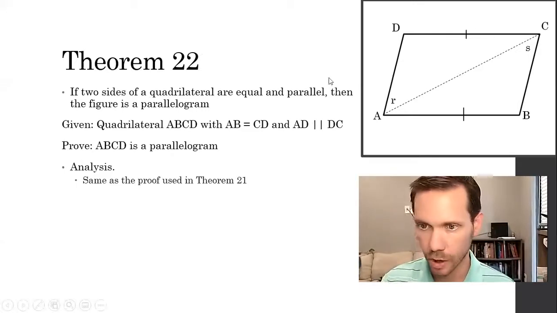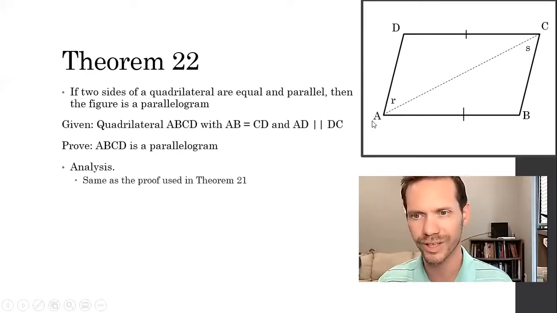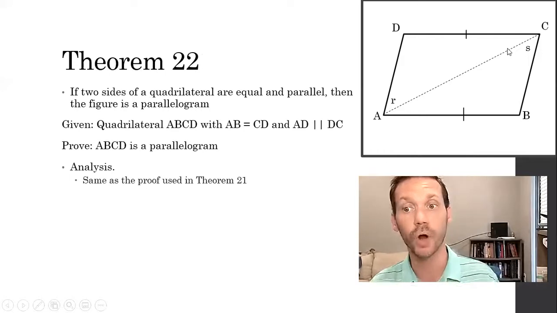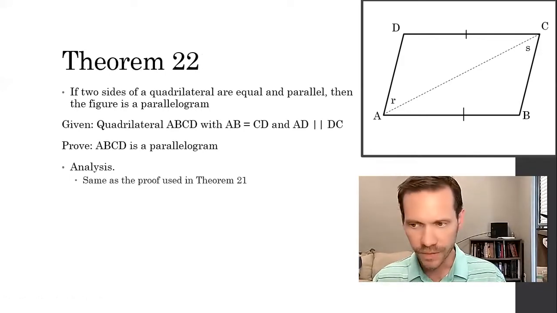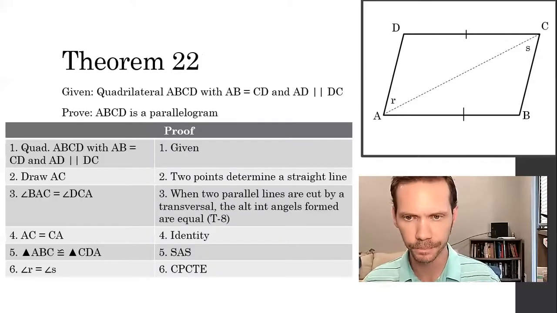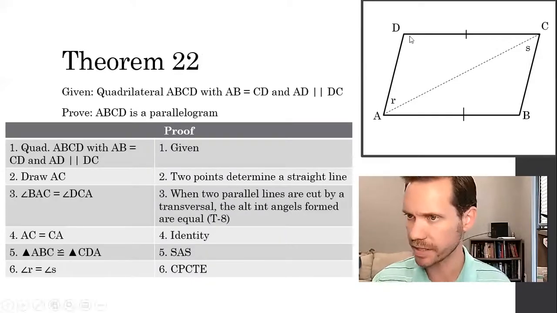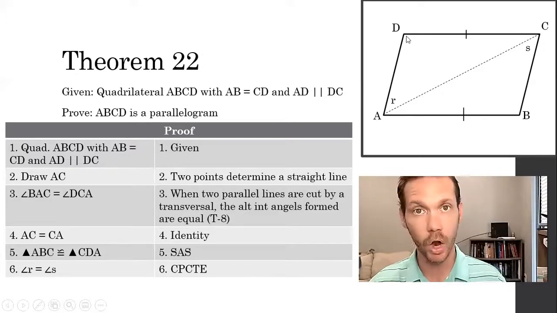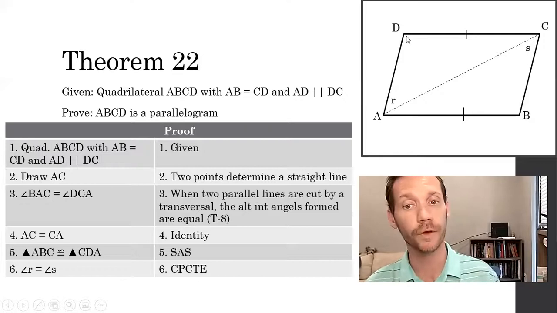So again, here are our givens. Top and bottom, AB and DC, are not only equal, they're also parallel. The analysis is going to be exactly the same. So let's go ahead and take a look at this. Our givens, again: ABCD is a quadrilateral, AB and CD are both equal, and they're parallel to each other.